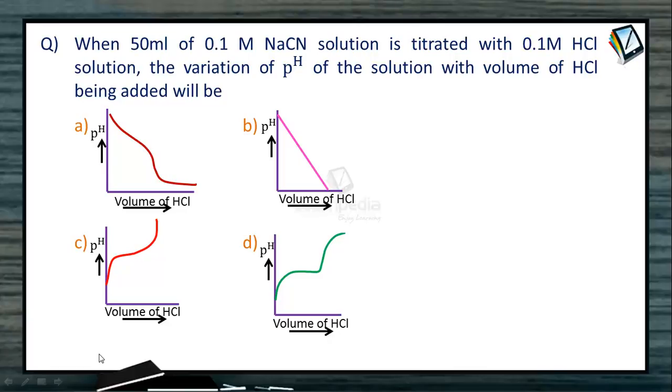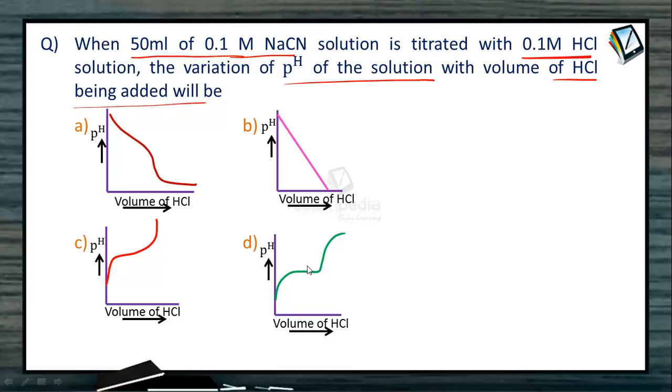In the next question, we are given 50 ml of 0.1 molar sodium cyanide solution, which is titrated with 0.1 molar strong acid HCl solution. How does the pH of the solution change, that is, the variation of pH with the volume of HCl being added? With the addition of HCl to sodium cyanide solution, the pH will vary. That variation of pH is plotted against the volume of HCl added. So what will be the appropriate curve for the plot?